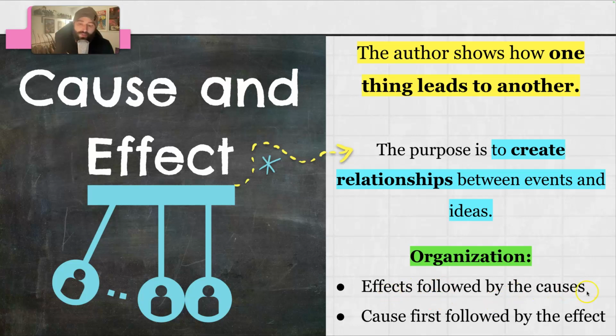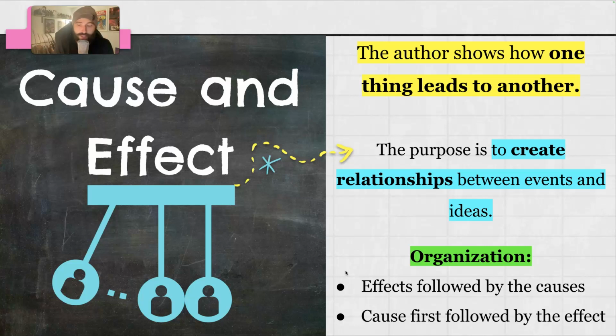Effects are always followed by the causes, so the cause will come first. Something happened, and then pandas became endangered. Maybe an easier thing to look at would be you and your brother were messing around at the house. You knocked over a glass table. The glass table cracked. Cause and effect.